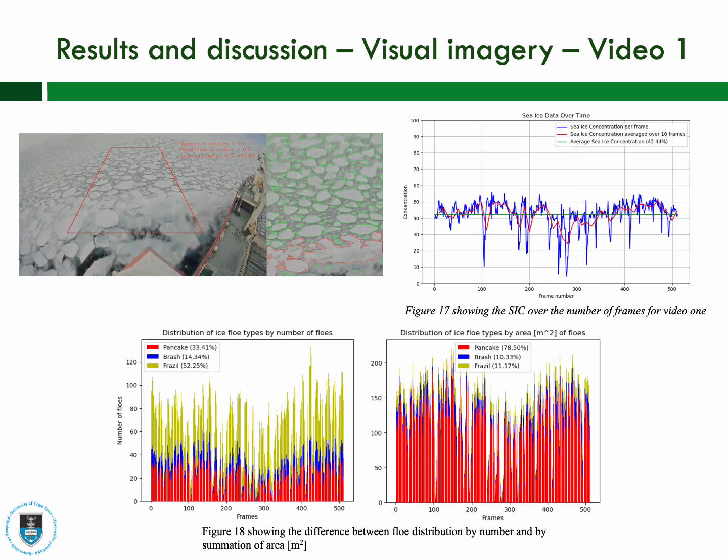The graph on the top right you can see is the sea ice concentration changing per frame of the video, and on the bottom you can see the distribution of different types of ice, and they are categorized by either the number of floes in a category or the amount of summated area of the floes in a category.